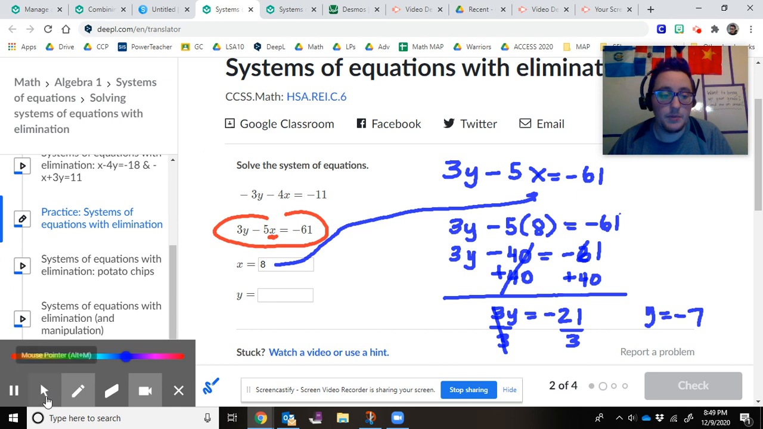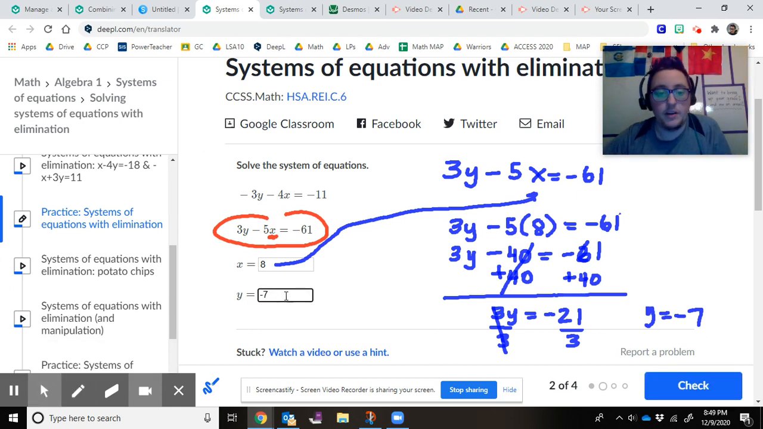All right, so I'm going to type in my y equals negative 7 for here. And that's my solution to my system of equations. All right, so remember you start by combining. Step 1 is combine. Step 2 is to divide. Step 3 is to substitute. And step 4 is to solve for your last variable.